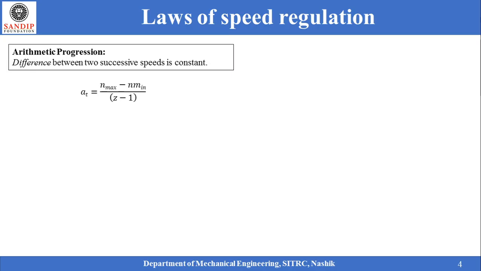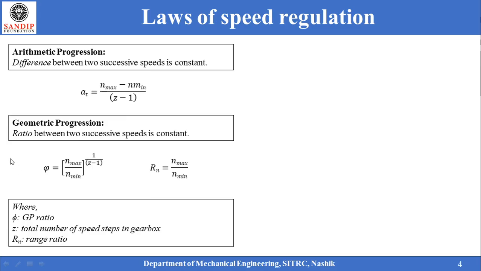One of them is arithmetic progression or AP, in which difference between two successive speeds is constant. This difference is given by (Nmax minus Nmin) upon (Z minus 1). Another law is geometric progression or GP, in which ratio between two successive speeds is constant. The geometric progression ratio phi is given by (Nmax upon Nmin) raised to 1 upon (Z minus 1). Nmax upon Nmin is also represented by Rn, which is called the range ratio.